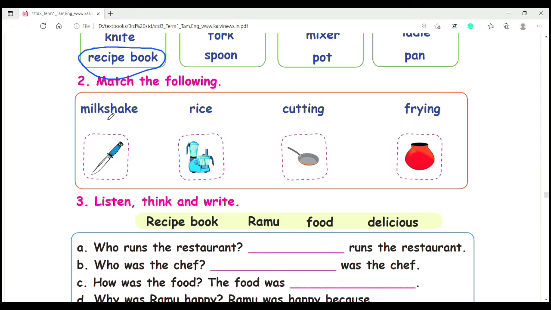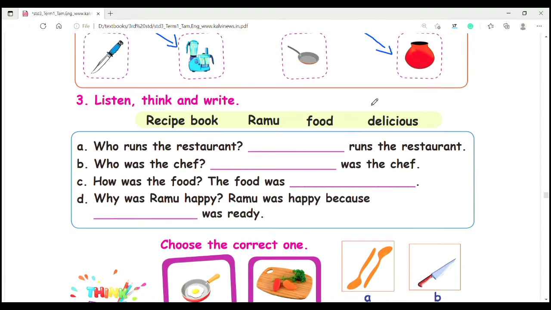The first one is a milkshake. So which object will help us to make a milkshake? It's a mixie, blender. So here I have to mark it, like this. Next one is rice. Which object do we use to cook rice? That is a pot. So I have to draw a line to a pot. Like this, you have to do the remaining two.